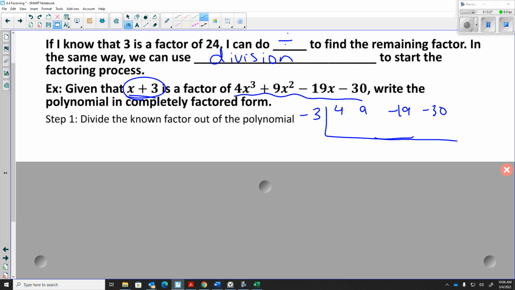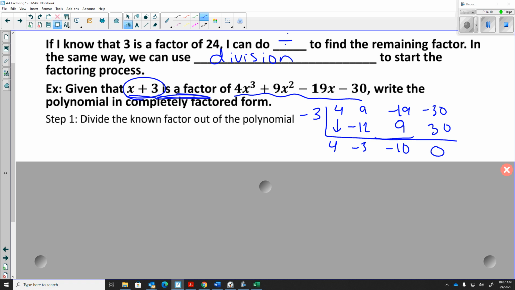Drop the first number down, and then we're doing multiply, add, multiply, add. -3 times 4 is -12. Add, that's -3. This times this is +9. Add, that's -10. This times this is +30. Add, and I get 0. Which should happen, right? Because I'm told that it is a factor. So if you're told that it is a factor and you divide and you get a remainder, that means you screwed something up. Because if it's a factor, it should divide evenly, right?